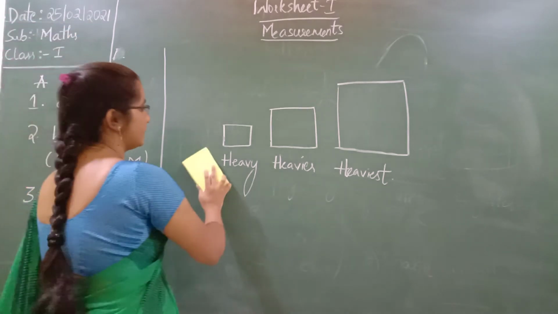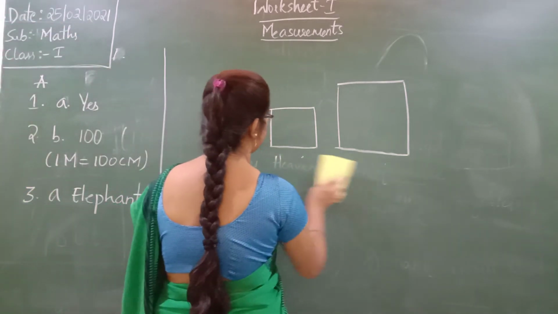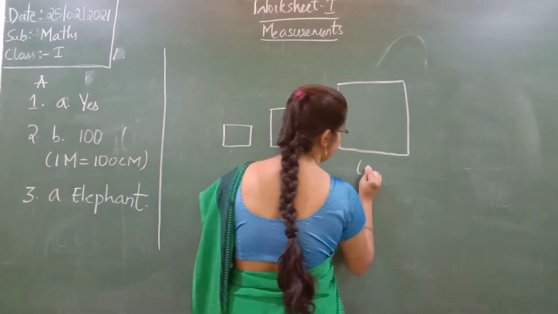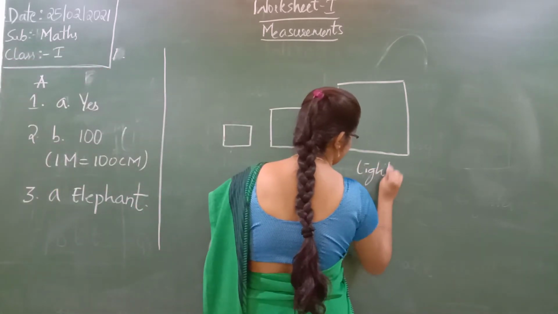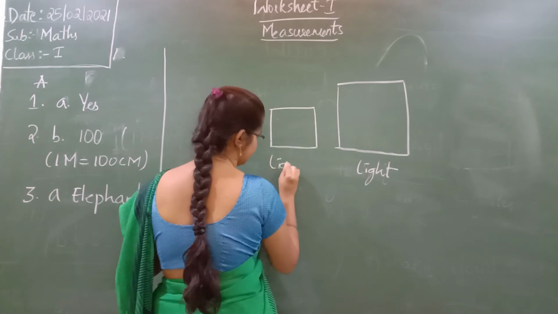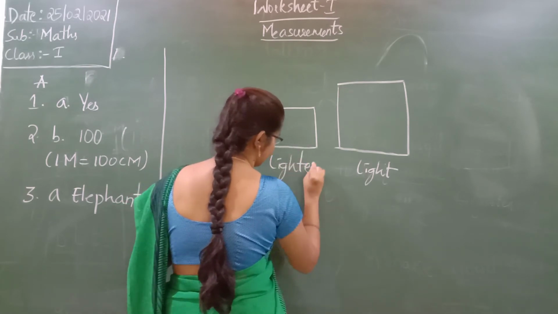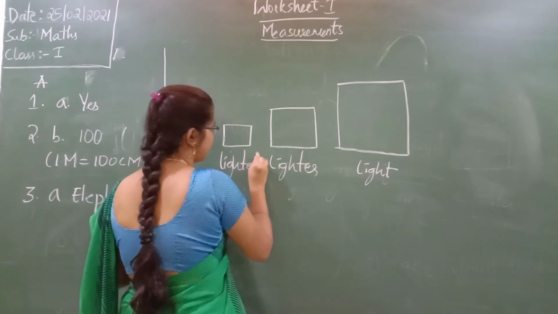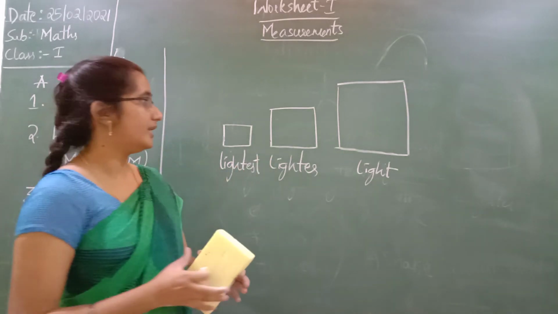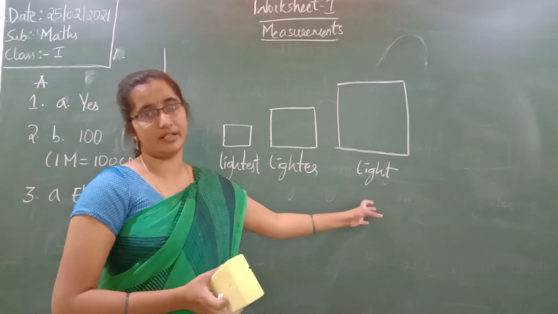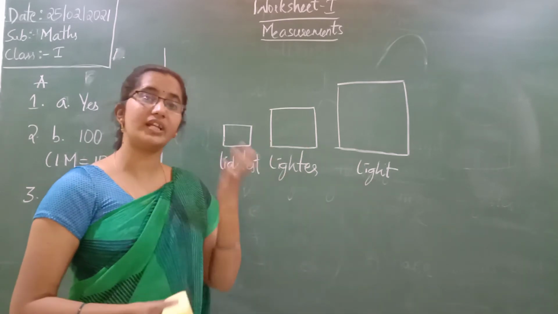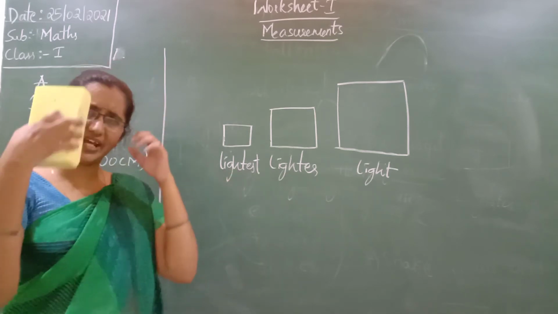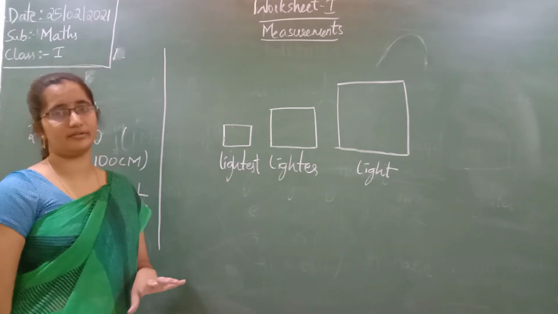Light, only light. Light means having less weight. This will be the light. This will be the lighter. This is the lightest. Light means having less weight. This side is having less weight. This is having even less weight than that. So this is the lighter. And lightest means having the least weight among them.